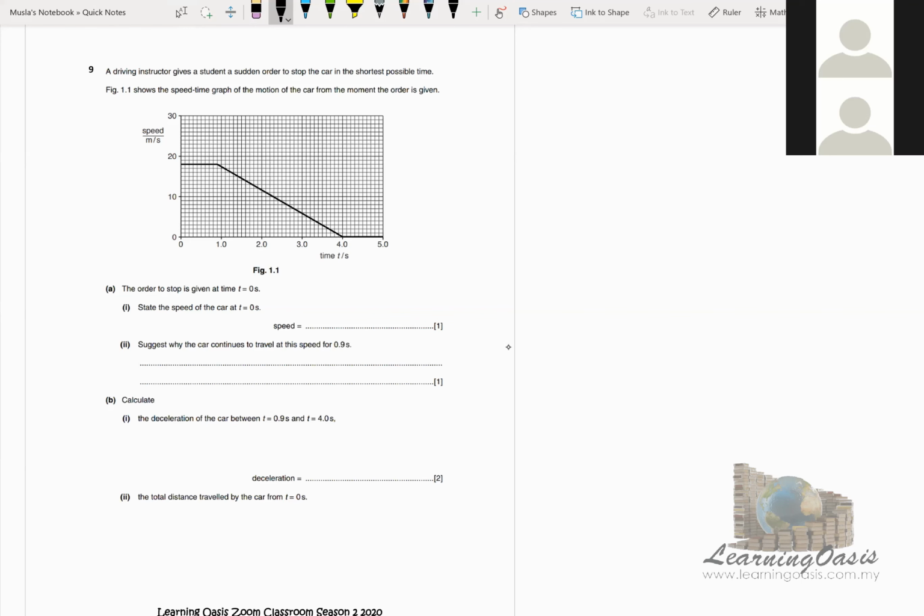The order to stop is given at t equals 0. So the instructor says stop here. But then you notice it's moving at a constant speed for 0.9 seconds. State the speed of the car at t equals 0. 18. Suggest why the car continues to travel at this speed for 0.9 seconds.